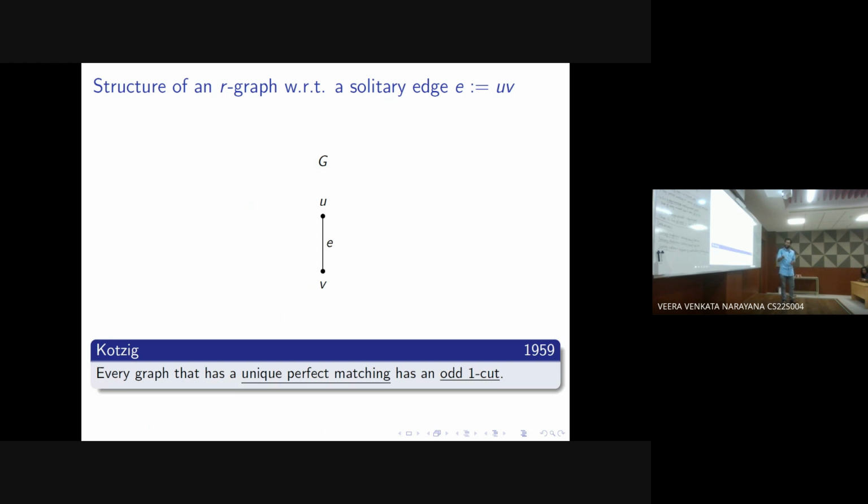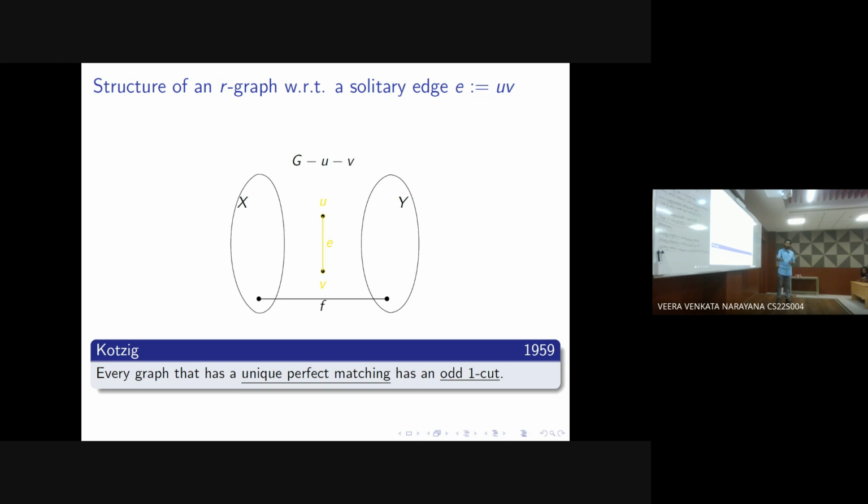Kotzig in 1959 proved that every graph that has a unique perfect matching has an odd 1-cut. What is an odd 1-cut? It's a cut edge with both shores having an odd number of vertices. Why are we discussing this here? Because by the definition of a solitary edge, the number of perfect matchings containing e is exactly 1. So the moment we remove the ends of this edge, the resultant graph has exactly one perfect matching.